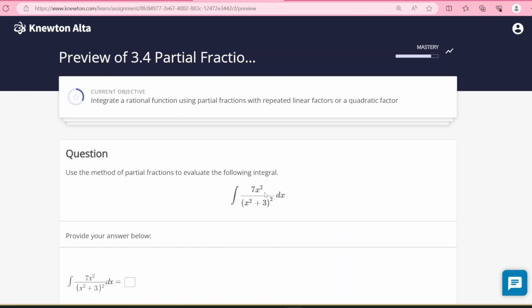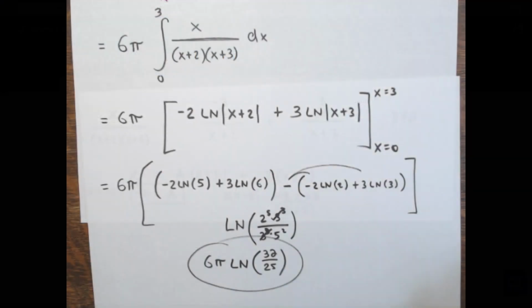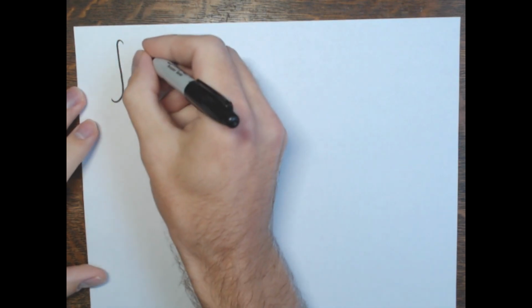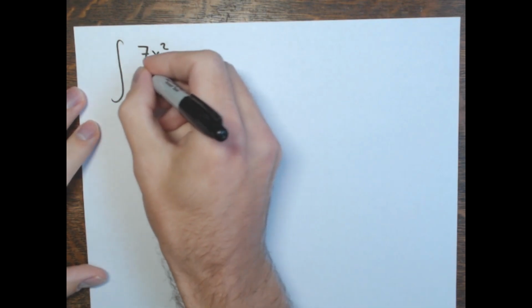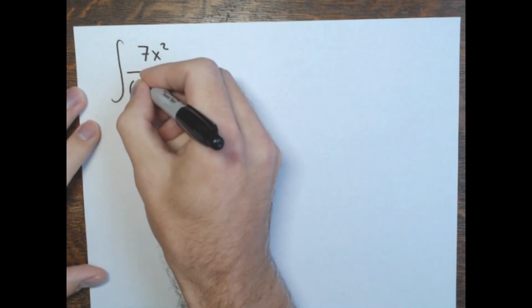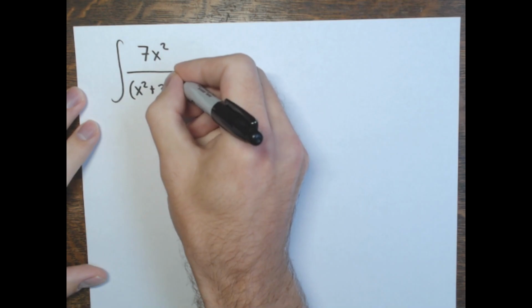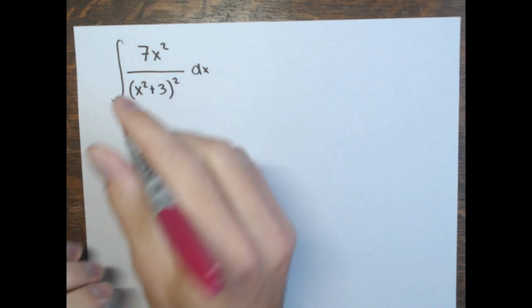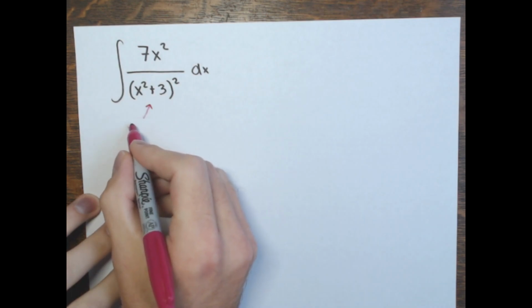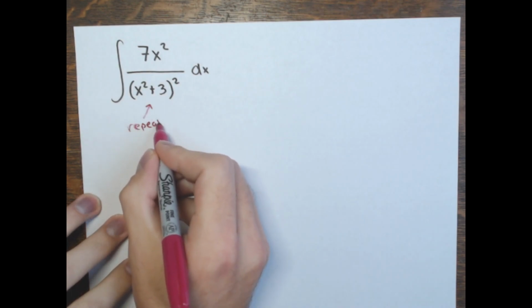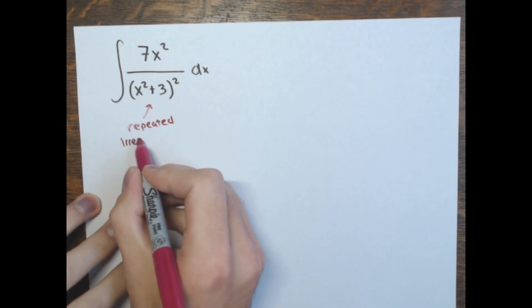So it's a proper fraction still. You got 7x squared, degree 2 in the numerator, and then x squared plus 3 squared would be a degree 4 if you multiplied it out. So this is proper. So I should be able to do a partial fraction decomposition here. So we got integral of 7x squared over, and then we have this quadratic that can't be factored any further, squared, right? So we have a repeat, I'll write it down here, repeated irreducible quadratic.